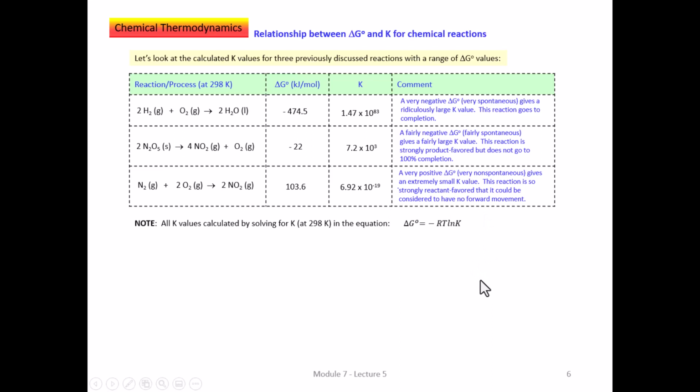Now in part 2 of this lecture, we want to zero in on the temperature dependence of some of these values.